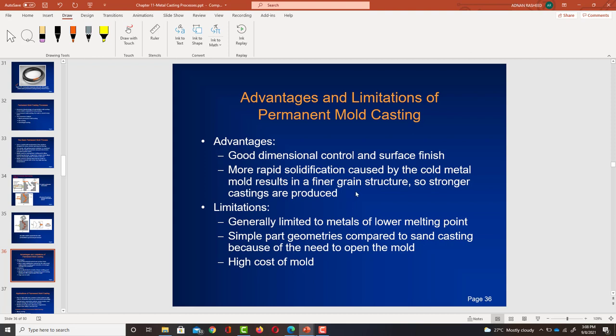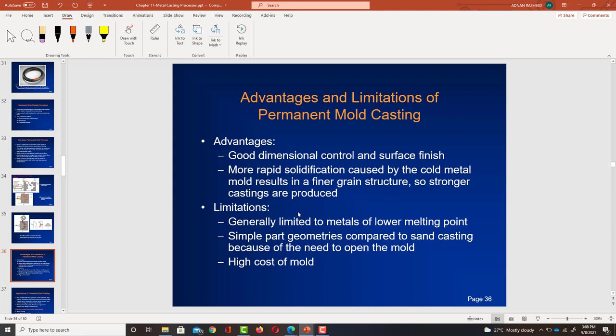तो इसमें जो mold cavity है वो metal pattern का बना हुआ है, तो temperature drop sudden ज़्यादा होता है, heat transfer rate ज़्यादा होता है, ठीक है ना? So we will get a casting of higher strength due to a finer grain structure.